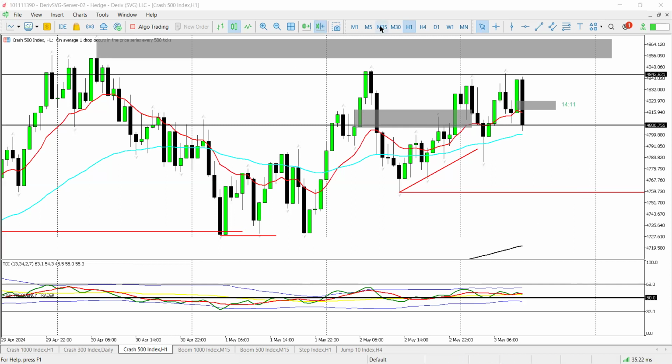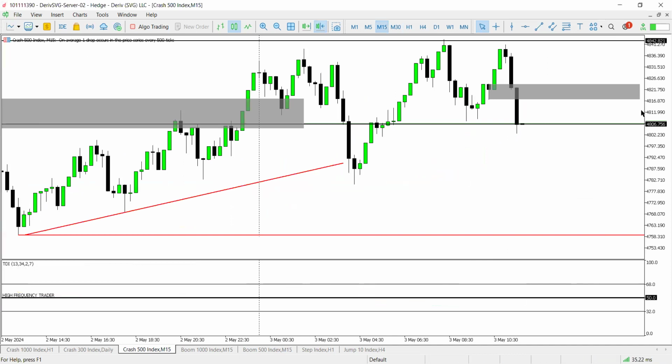So for now, my view, I'll just stick to this initial view which I gave.